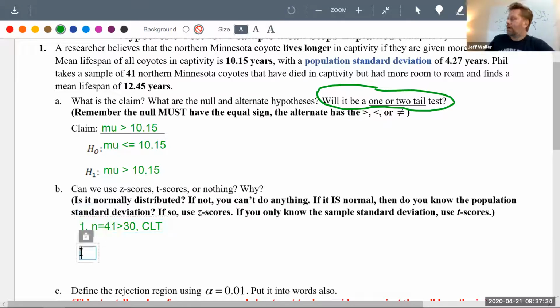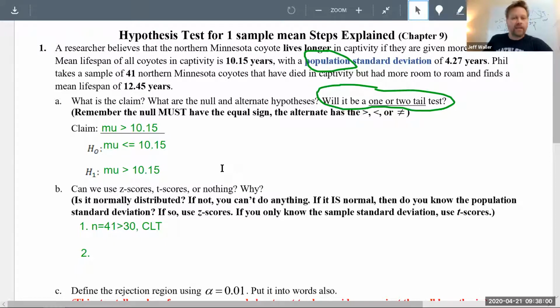But now, what is it I can use? What do I check to see if I use Z or T? What tells me? Yeah, it's definitely a Z-score because which standard deviation do I know? Population standard deviation, right?